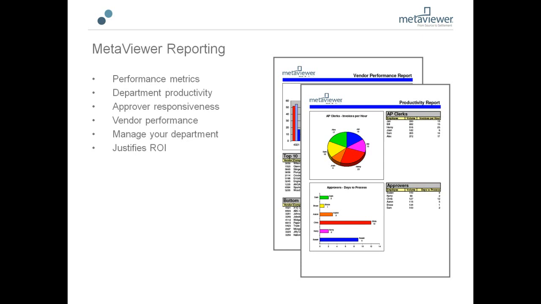Productivity reports are pretty popular. Vendor performance reports, evaluating your vendors and what percentage of the time are invoices having some kind of an exception that require extra processing. So really giving you beyond just a document management system, but giving you some key tools to help evaluate your performance and really help you run your business better.